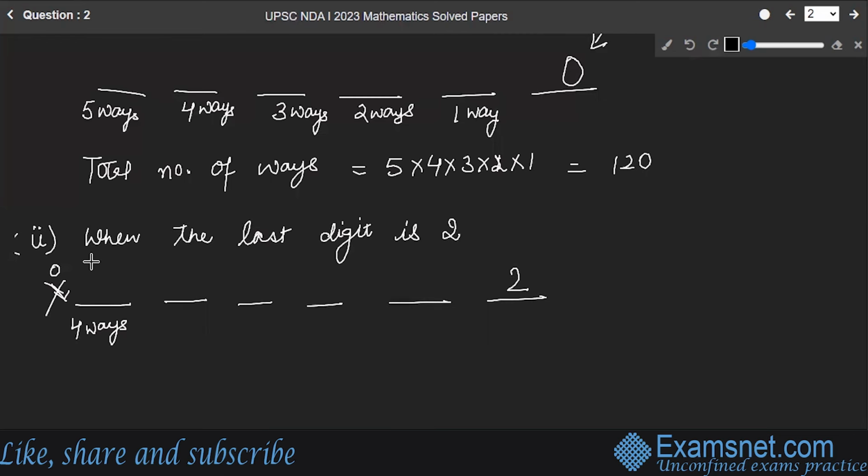2 is already taken up. I'm left with 4 digits: 1, 3, 4, 5. That means 4 ways. So here you can have 0 also. That means this one also can be filled up in 4 ways. What are the possible digits? 0, 1, 3, 4, and 1 will be used up over here. So leaving that 1, there are 4 possible digits which can come over here. And this one can be filled in 3 ways. This one can be filled up in 2 and 1 way.